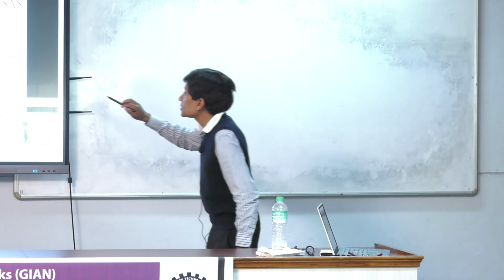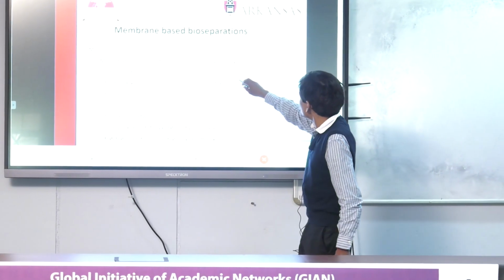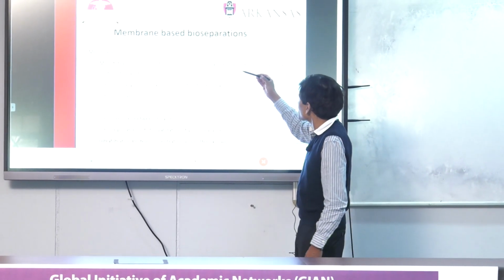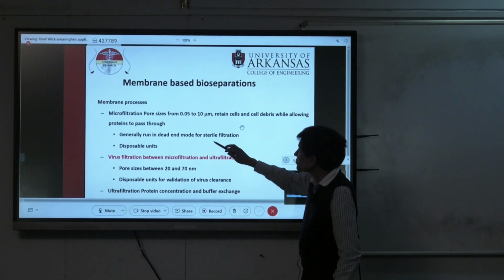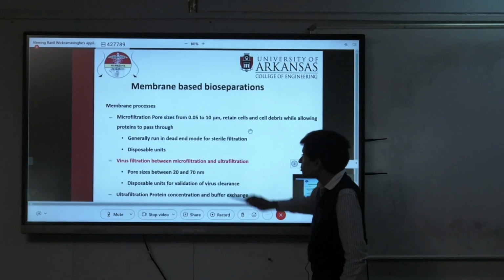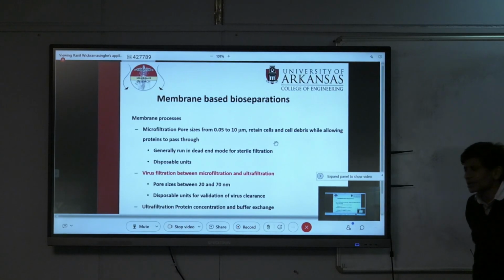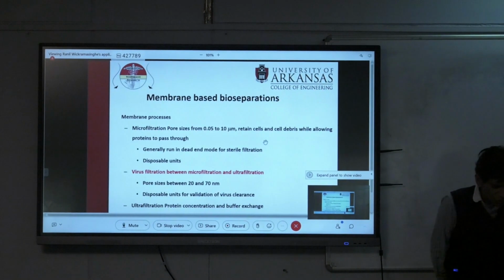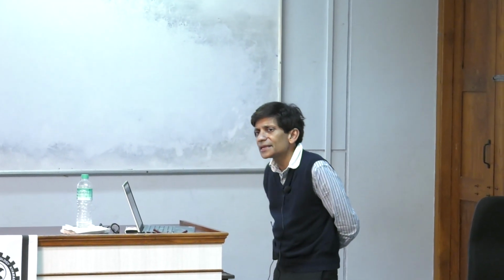So microfiltration, the pore size is 0.05 to 10 micron. We want to, as she mentioned, retain cells or get rid of cells, cell debris and other stuff. Then we look generally at dead-end mode for sterile filtration, disposable units. Now we're going to talk about virus filtration, which in a way is between microfiltration and ultrafiltration. These membranes are actually large pore ultrafiltration membranes, okay? Pore size is between 20 and 70 nanometers.